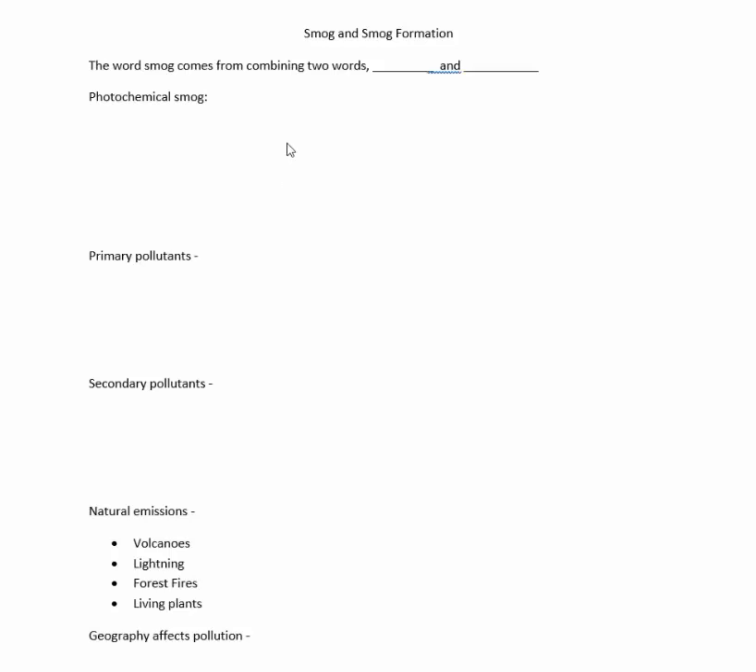Hello, AP Environmental Science. This is Unit 7, Part 2. Main focus here is to talk about smog and smog formation. So smog actually comes from combining two words: smoke and fog. Put those two things together, we get the term smog.